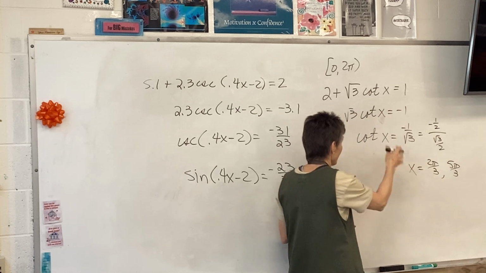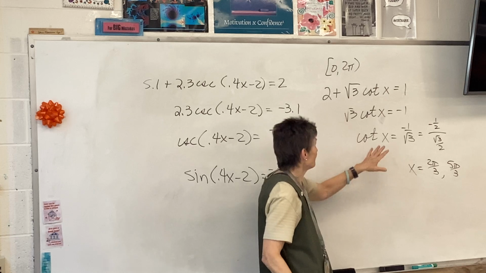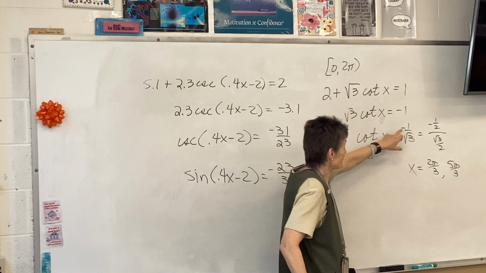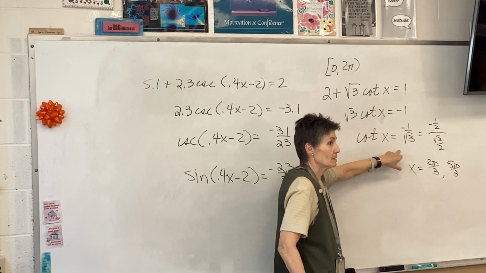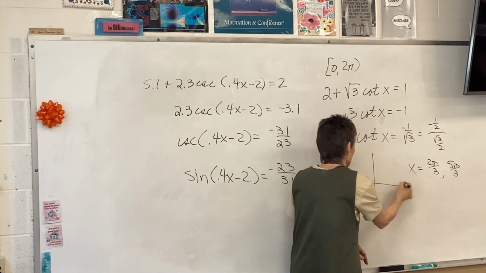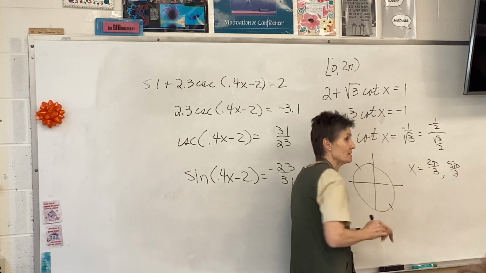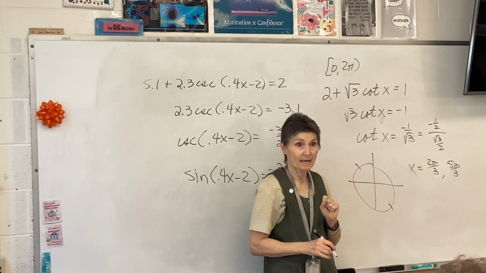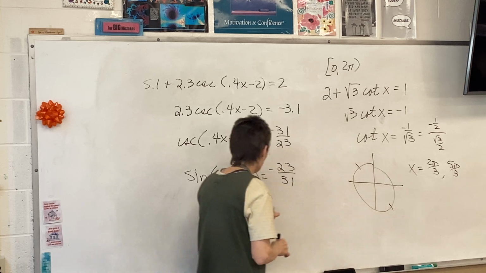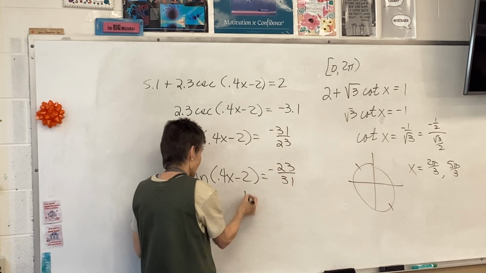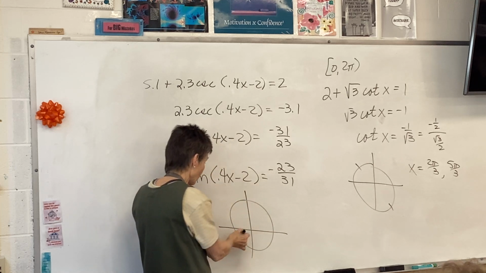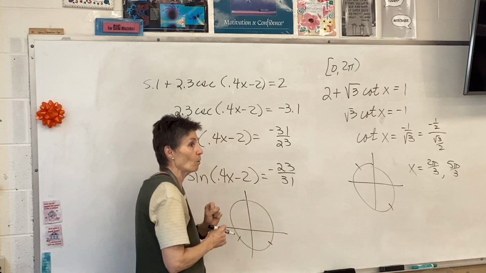Over here, I'm just in the process of erasing it. We knew the cotangent was a negative number. So we immediately knew our answers were going to be in these quadrants because that's where the cotangent is negative, right? So what do I know here? I know the sign is negative. So I automatically know my answers are going to be in quadrants 3 or 4.